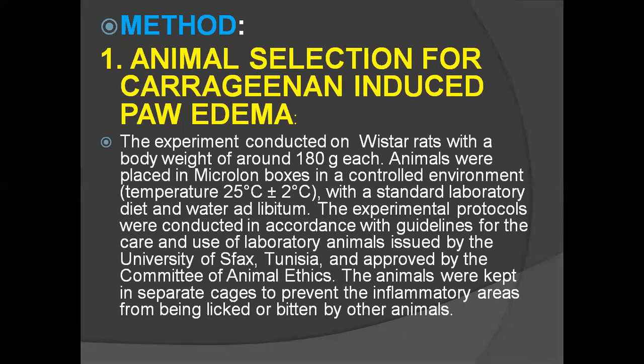What does it mean? Water ad libitum means at pleasure, at one's desire. That is, whatever nutrition the rat needs, it is given, as much as it wants to eat. These experimental protocols were approved by the Committee of Animal Ethics, and the animals were kept in separate cages to prevent the inflammatory areas from being licked or bitten by other animals.